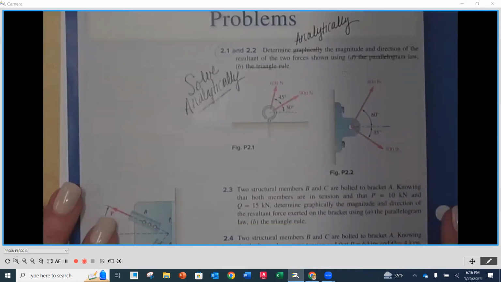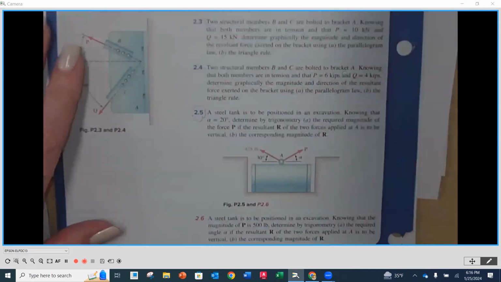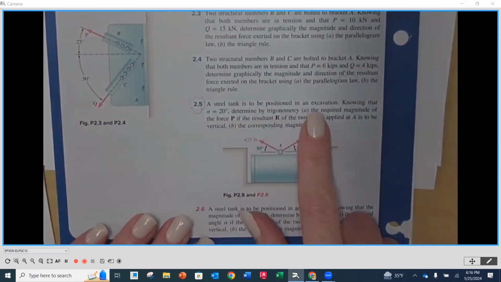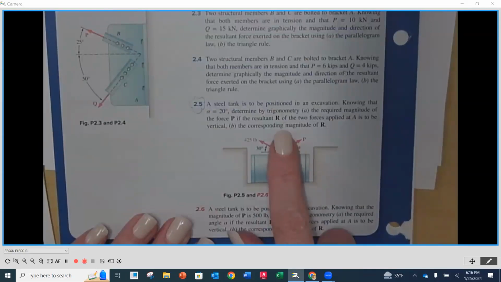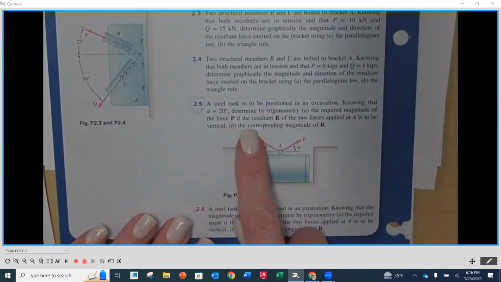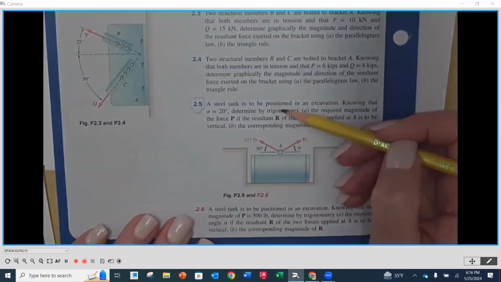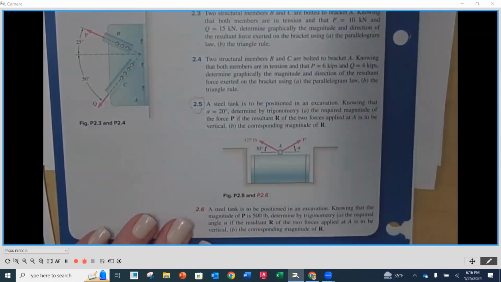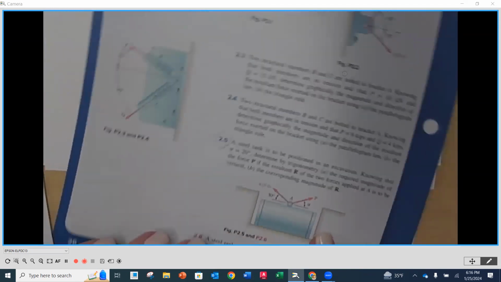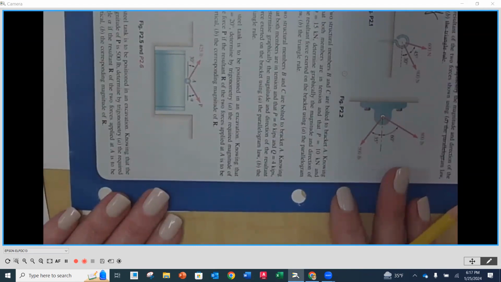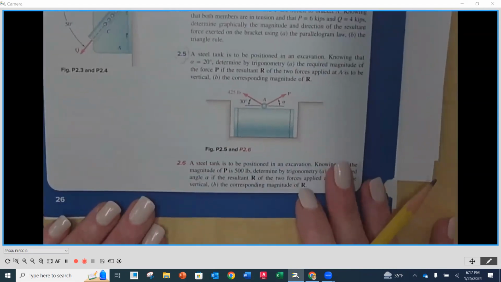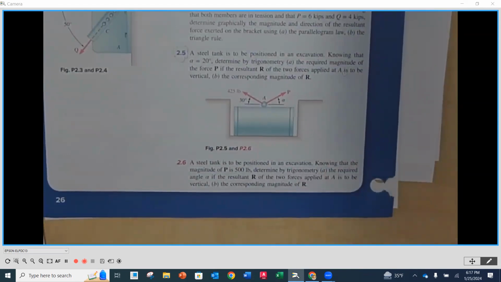Let's look at 2.5. 2.5 is directly below. Okay. This one says we have a steel tank. It's positioned. Knowing that alpha is equal to 20 degrees, determine by trigonometry the required magnitude of force P, if the resultant of the 2 forces applied at A is to be vertical. So vertical is going to be just like this. This is just like the sample problem that we just did with the barge, except the barge was oriented horizontally. Okay. This one is oriented vertically. So the process will be exactly the same as sample problem 2.2, okay? And then labels and all that kind of stuff would be exactly the same type of format.